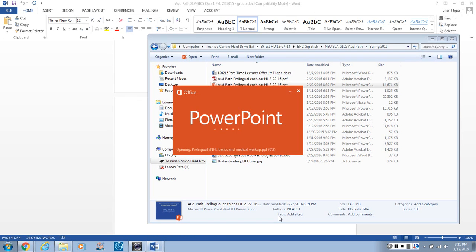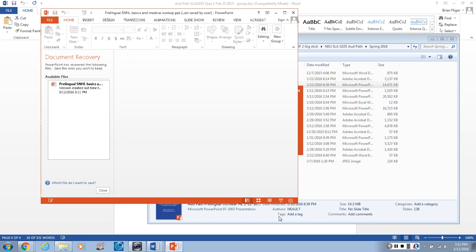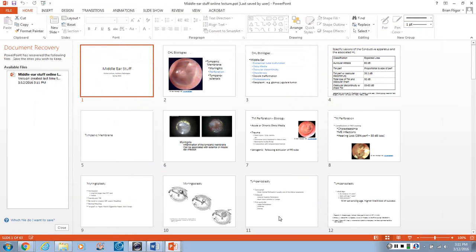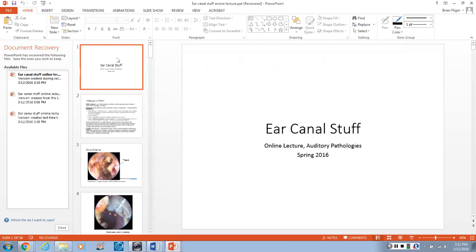Ear canal. We're also going to do a middle ear lecture. It's going to go over a fair amount of surgical stuff as well as the medical workup stuff. And we're going to do some prelingual cochlear hearing loss. All right, let's see. Nope, not these. There. Okay. Ear canal stuff.